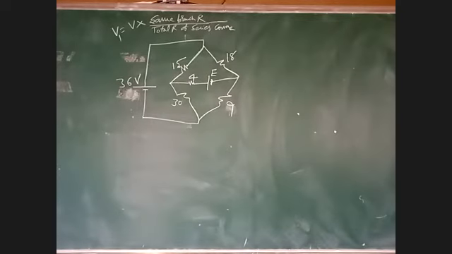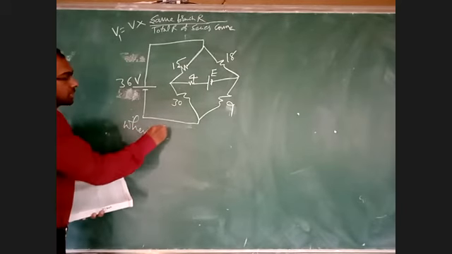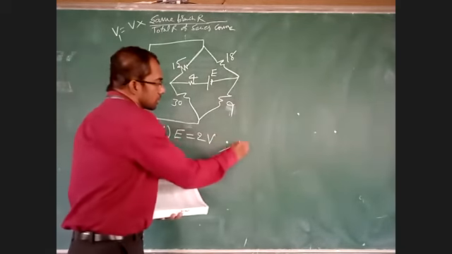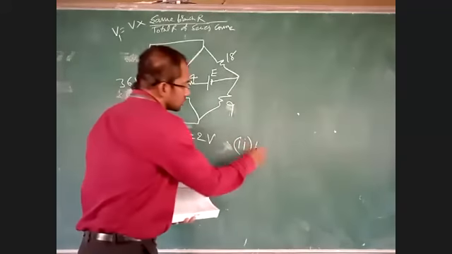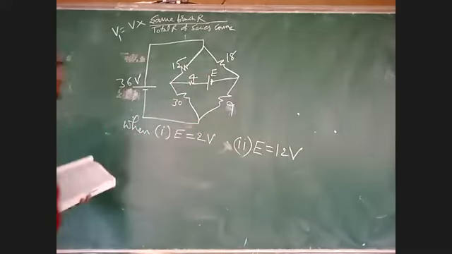Note the question. Find the current through the 4 ohm resistor when, case 1, E is equal to 2 volts, and case 2, E is equal to 12 volts.